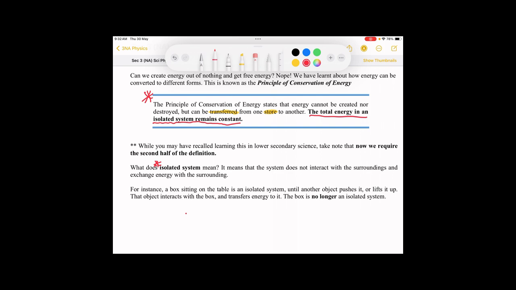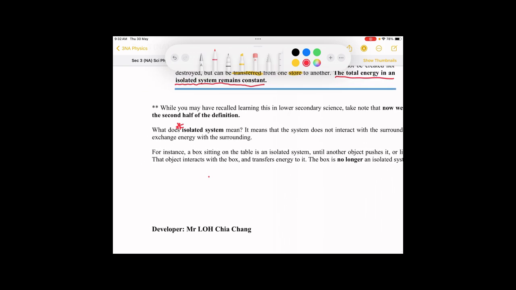So what is considered an isolated system? For instance, you have a table and then you have a box just sitting right on top of it. If nothing is disturbing it, it possesses some form of GPE, of course, right? But its total energy, which is in this case only GPE, remains constant because it does not interact with any other objects. So you can consider this box as a system itself.